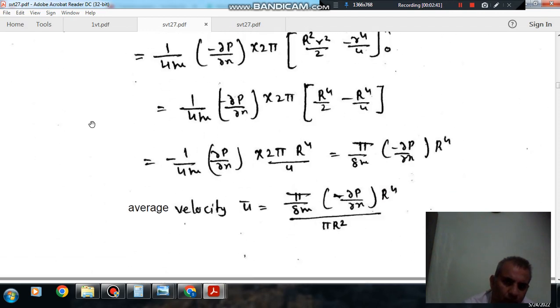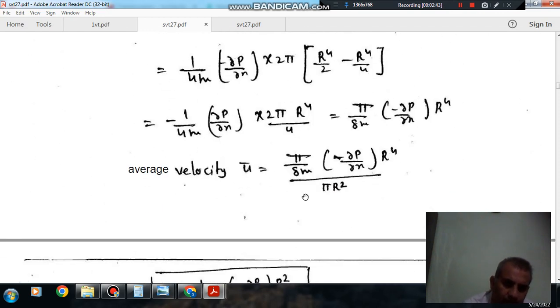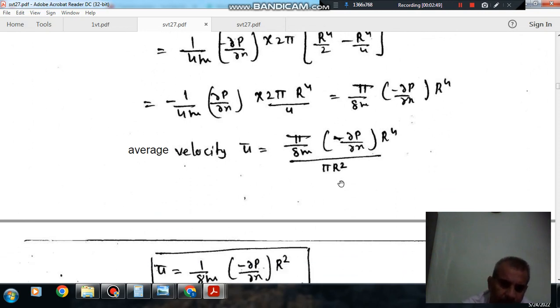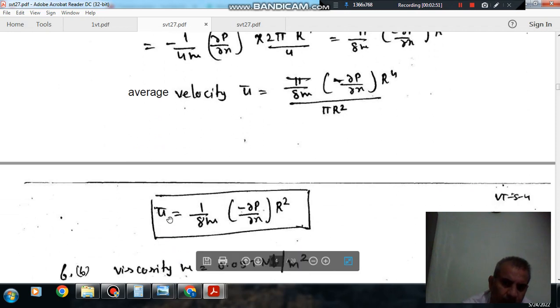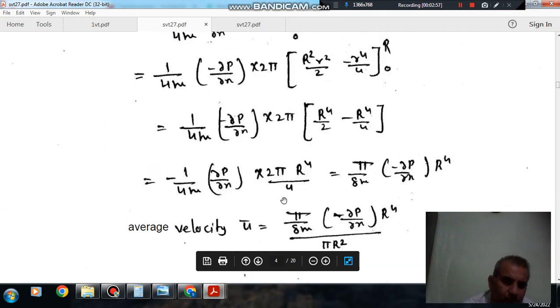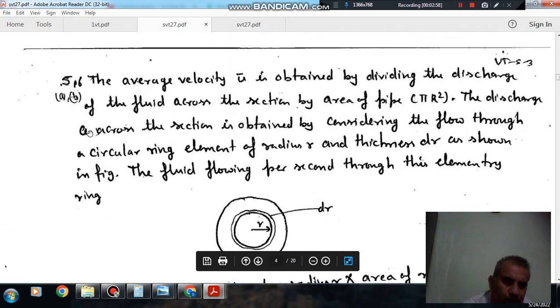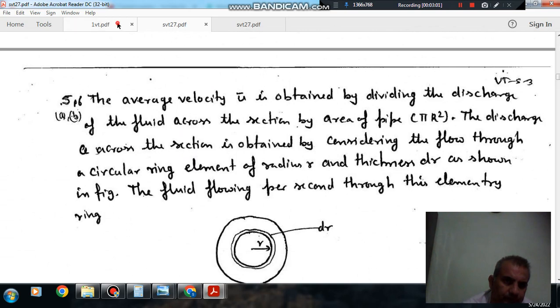Now to find out the average velocity, we divide the discharge by the total area. So discharge is this, and if we divide it by the total area, which is pi R square, we get u bar as 1 by 8 mu, minus ∂p/∂x, R square. So the answer is option A.